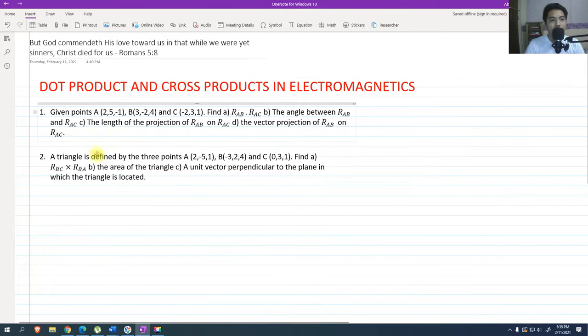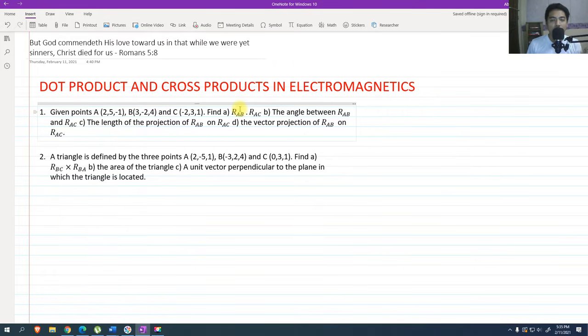So for number one, given the points A (2, 5, -1), B (3, -2, 4), and C (-2, 3, 1). Find, first, letter A, the dot product of the vector R_AB and the vector R_AC.